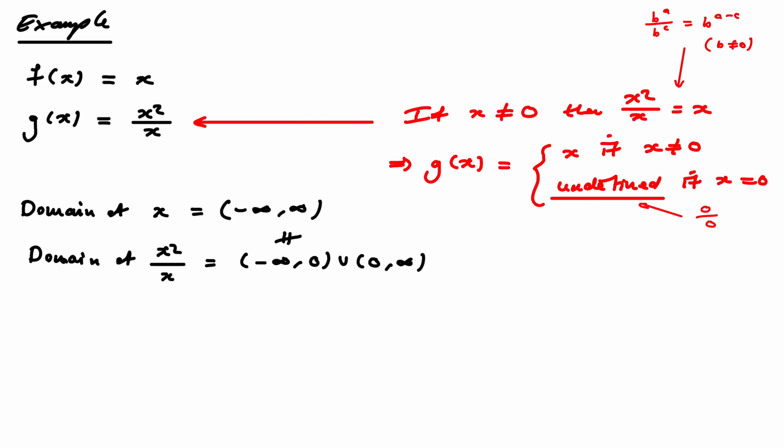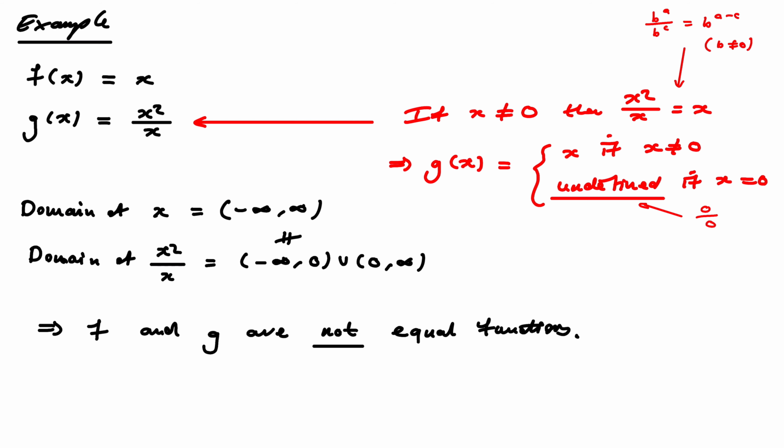So this tells you that f and g are not equal functions. They're close to it, but they've got different domains. Incredibly small difference. Super subtle, right? But it's vital you understand this, right?